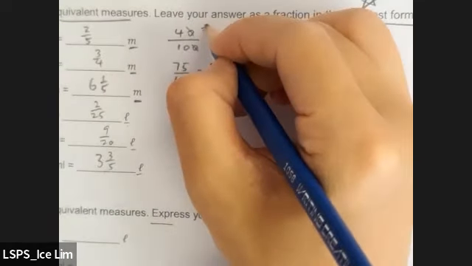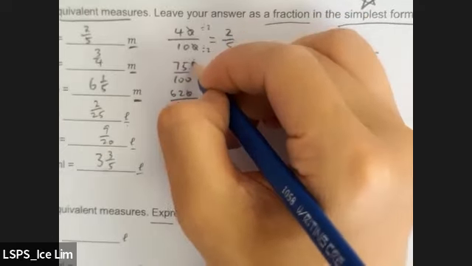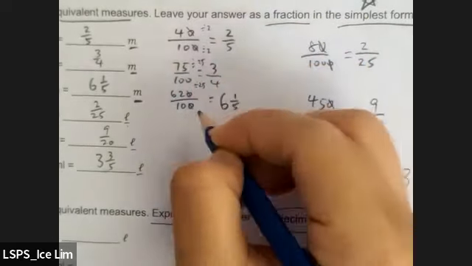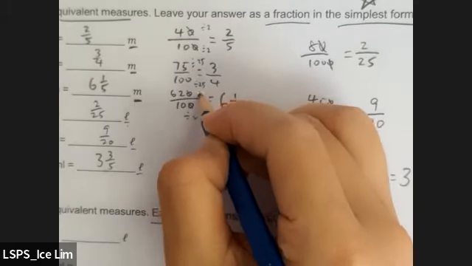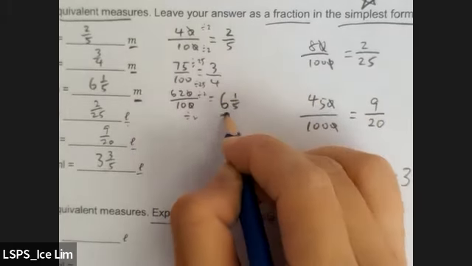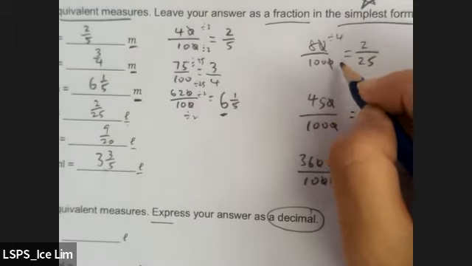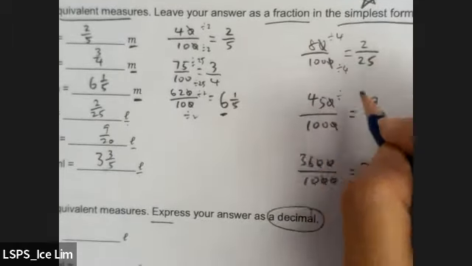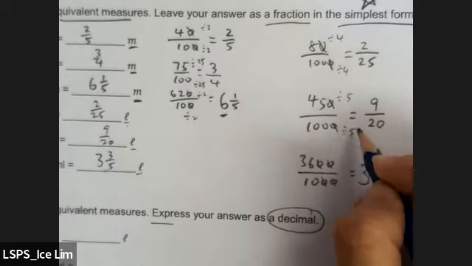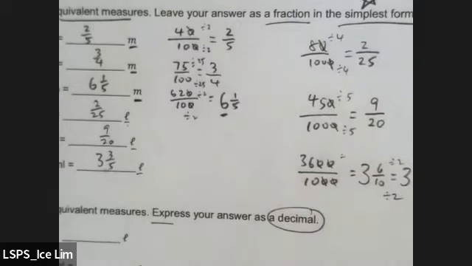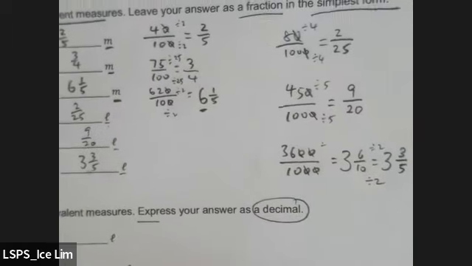This one eventually divide by 2, divide by 2, divide by 25, divide by 25, divide by 2, divide by 2, and bring the whole number here. Divide by 4, divide by 4, divide by 5, divide by 5, and then you have divide by 2, divide by 2. Okay, then in decimals.